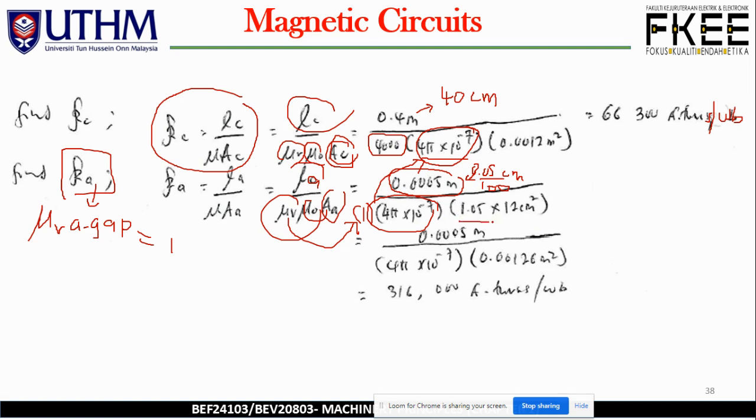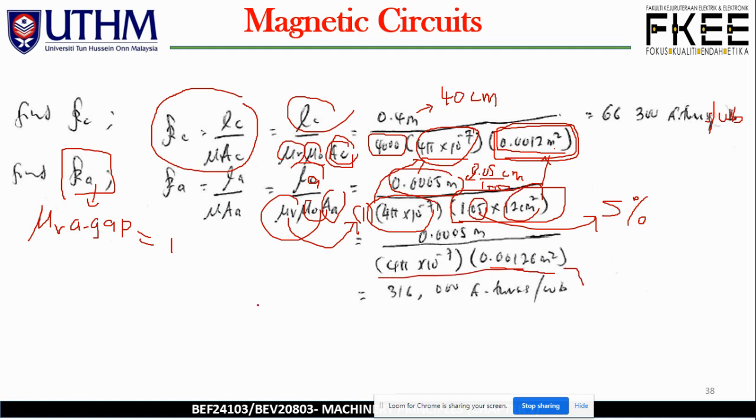So this is the critical part. You have to be extra careful because it consists of the fringing effect, which is 5% bigger than the core area or the core cross sectional area. So multiply by 1.05, 12 centimeter square. So you need to again convert into meter square, giving 0.00126 meter square.